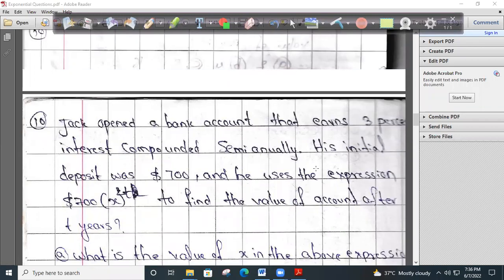What is the value of the x in the above expression? Very good. Two students typed something. I don't know if they're correct or wrong.